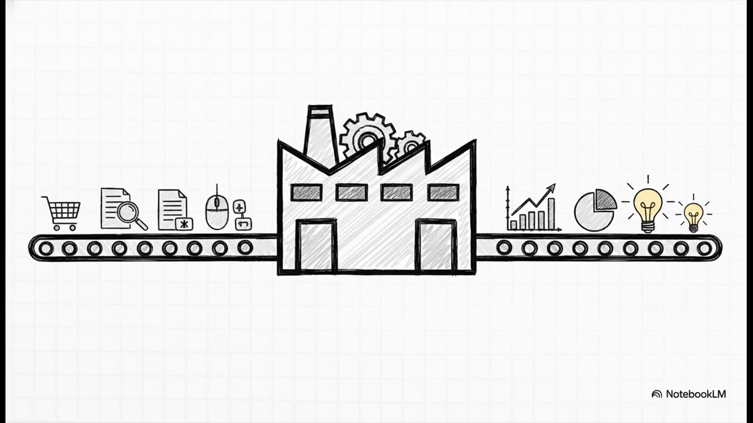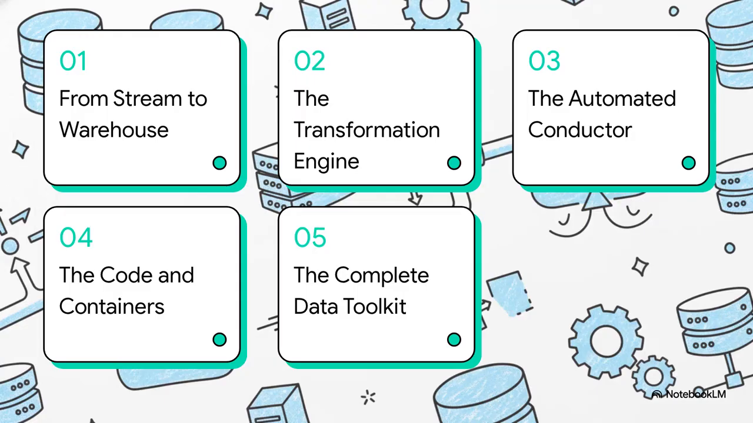Today, you and I are going to take a full tour. So here's our game plan. We'll start at the loading dock where the data first arrives. Then we'll check out the main assembly line. After that, we'll meet the factory manager, look at the very foundation of the building, and then wrap up with a complete map of the whole operation.